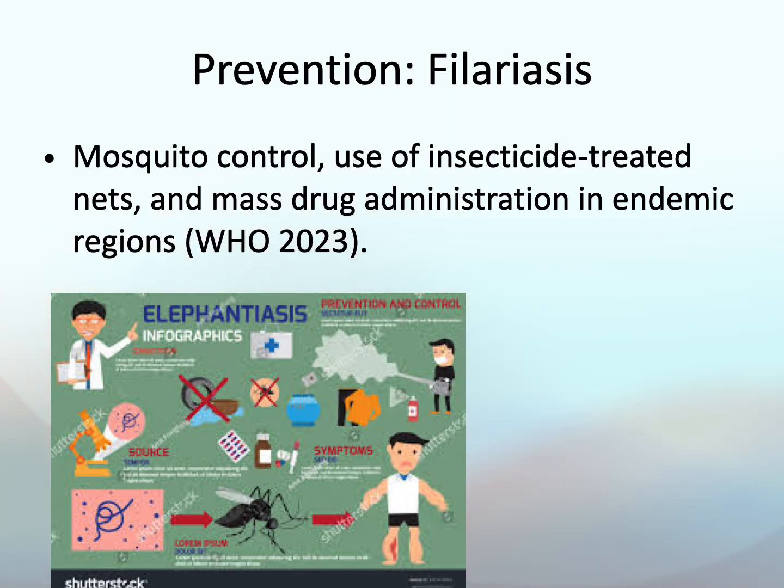Prevention, or how to prevent filariasis. Preventing filariasis focuses on mosquitoes: controlling their breeding, using insecticide-treated nets, and giving mass medications in areas where the disease is common.